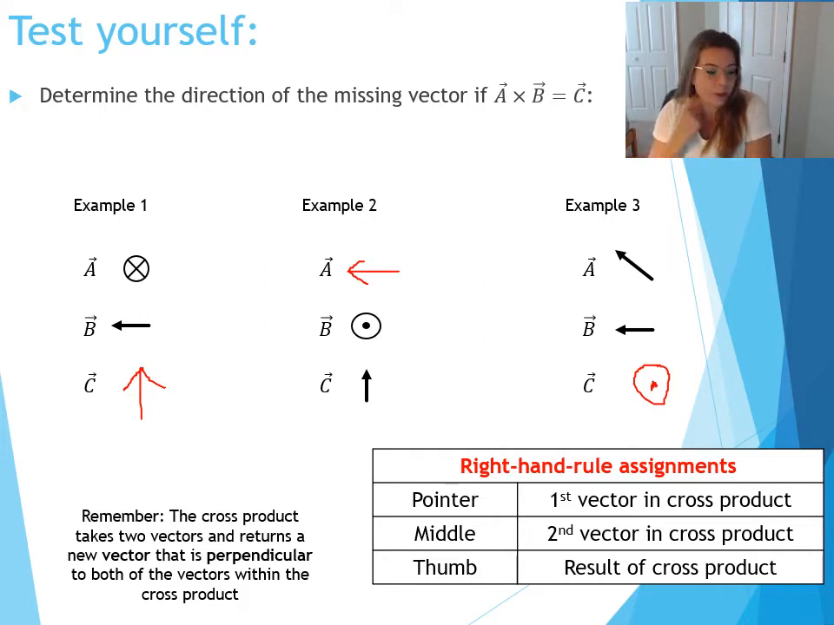So go back and redo those examples if you're not getting the exact same answers as me. Analyze your right-hand rule and make sure that you are assigning the vectors to the correct parts of your right hand. And make sure you're using your right hand.